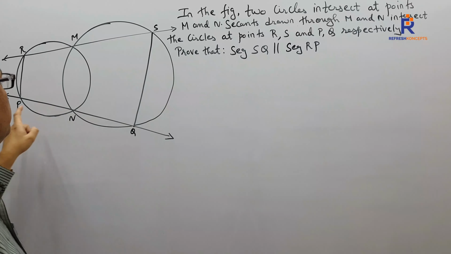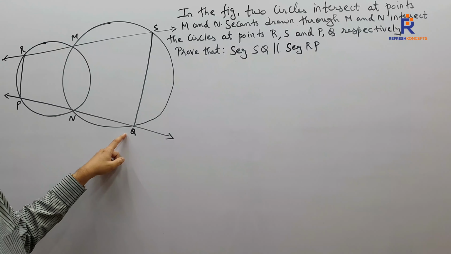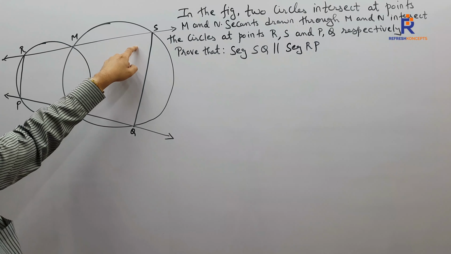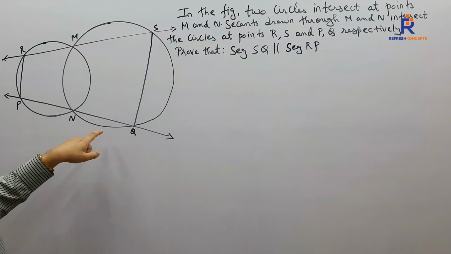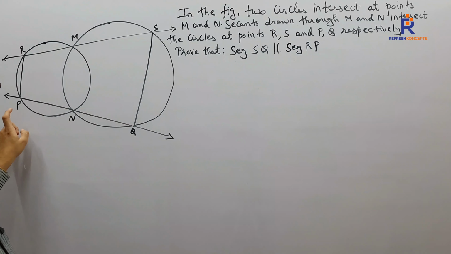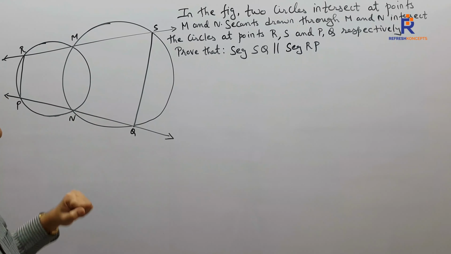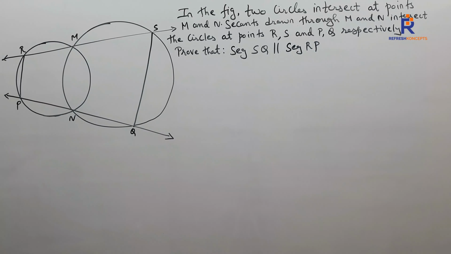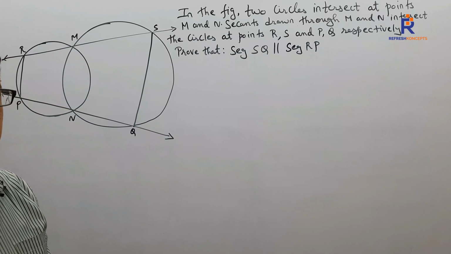RS and PQ respectively. So the first secant intersecting the first circle at R, the second at S, the second secant intersecting the first circle at P and the second one at Q respectively. Prove that SQ is parallel to RP. We intend to prove SQ parallel to RP.